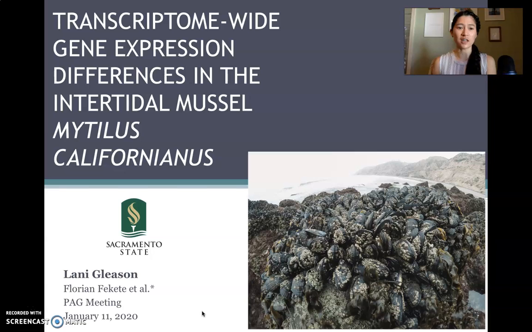So this talk I gave was called Transcriptome-Wide Gene Expression Differences in the Intertidal Mussel Mytilus californianus. So that is the study organism that we are examining today with our data. That's pictured here in the bottom right. That's a big mussel bed.